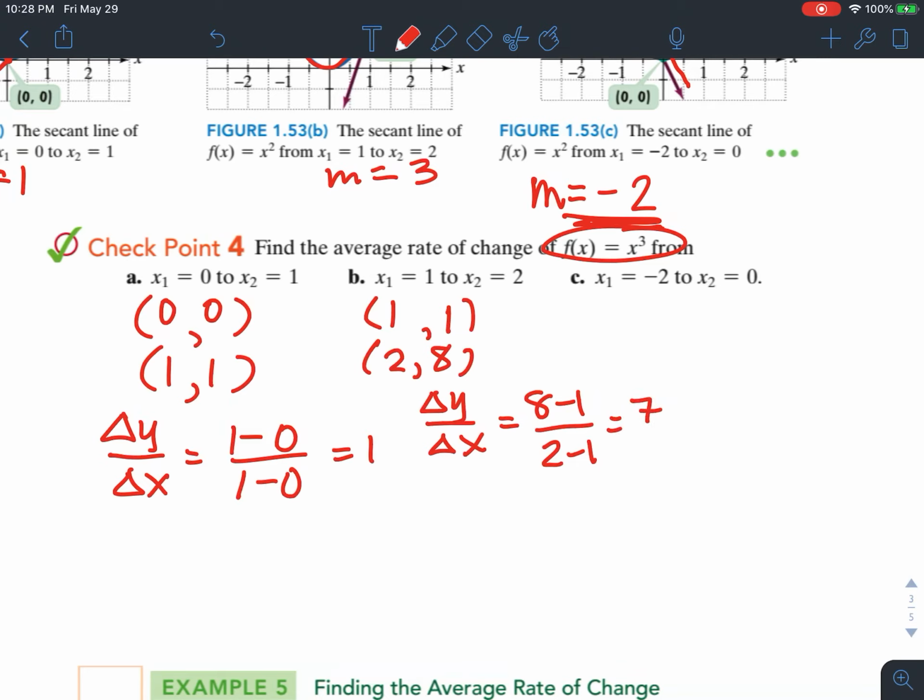But think about what an x to the third graph looks like. Doesn't it get very steep? So the farther you move to the right, the higher that average rate of change is going to be because it just keeps getting steeper.